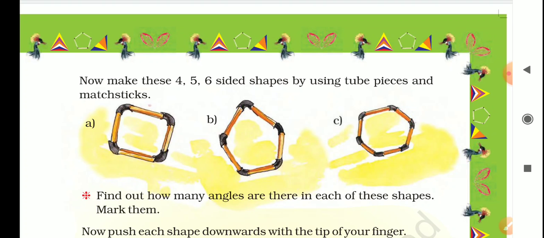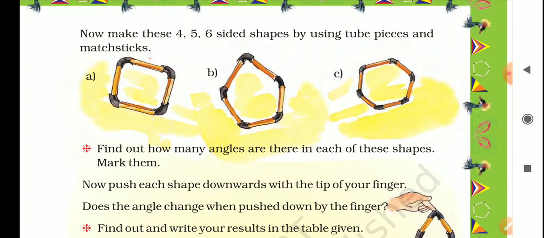So we have discussed this topic earlier in our previous session about what are polygons and the list of polygons. In that we have studied about number of sides and names of polygons. 4, 5, 6 all we have studied. So what we have to do here, we have to take this number of sides and we have to make these sides by using tube pieces, or you can make them by using matchsticks. And what we have to find here, find out how many angles are there in each of these shapes. So you can mark some angles and you can show them.